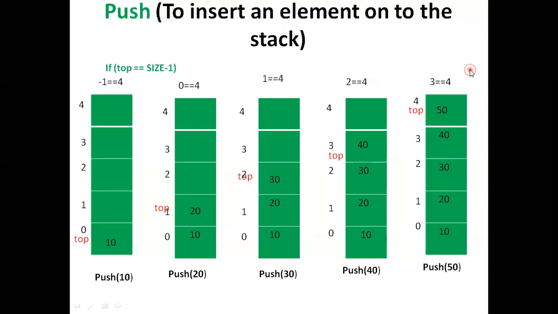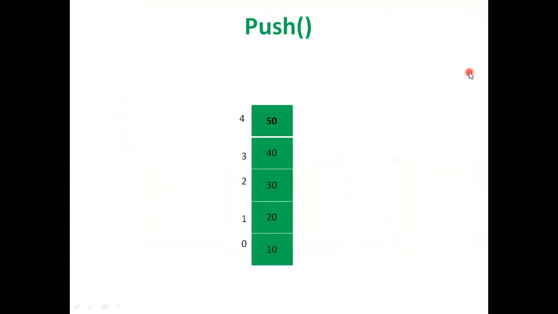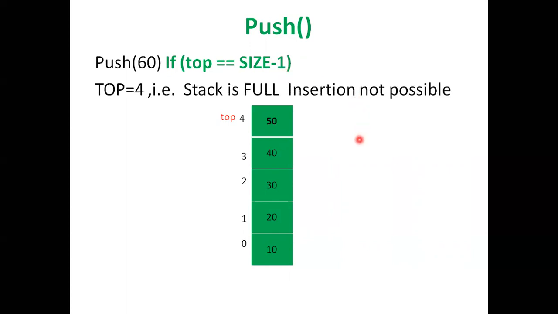Now again, if you want to insert, this is our previous array, and top is indicating 4. So if you want to insert 60, check the condition top is equal to size minus 1. What is the top value now? 4. 4 is equal to size minus 1, which is 4. 4 is equal to 4, so the if is true. If it is true, it means we cannot insert the value. The stack is full. Insertion is not possible by using algorithm steps 1 and 2. So the stack is full, insertion not possible.